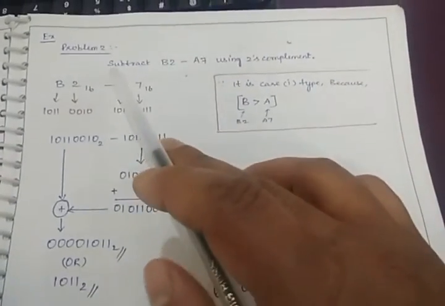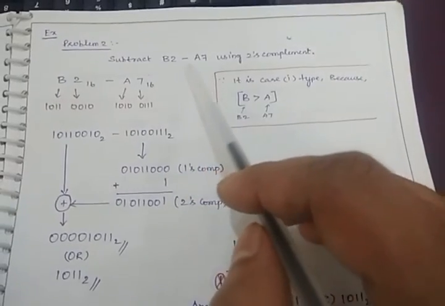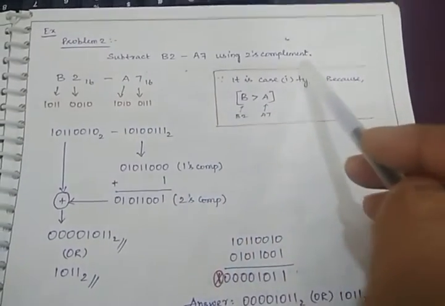So we'll see the second problem. Subtract B2 minus A7 using the 2's complement method.